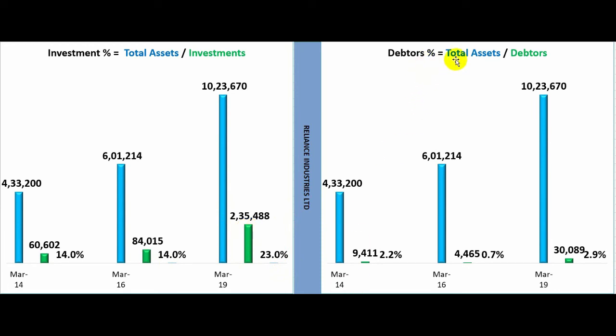The debtors as a percentage of total assets is the total money to be received from the customers. In March 19, the company had to receive around 30,000 crores from its customers. This was still pending to be collected, but it is just 2.9%, which is very low when compared to the total assets of the company. Even in March 14 and 16, it was quite low as a percentage of the total assets. So these are good numbers.